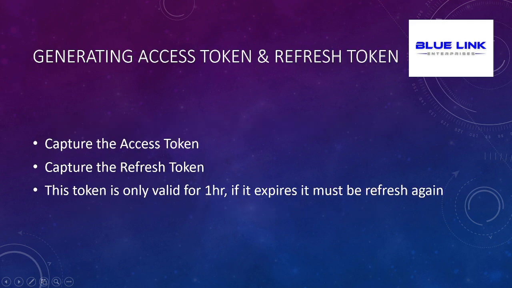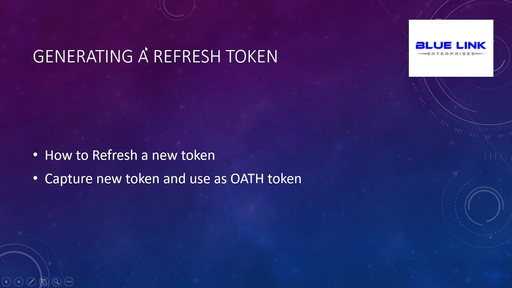We're going to go through the process of validation, and once you validate it, it'll generate the access token and the refresh token. We need to capture those two tokens, and the access token is only valid for an hour. I believe it's an hour, but we'll see. Once it expires, it needs to be refreshed. Then I'm going to show you how to refresh the tokens, how to capture the new token and use it as an OAuth token, and how to use that token to do the authorization.